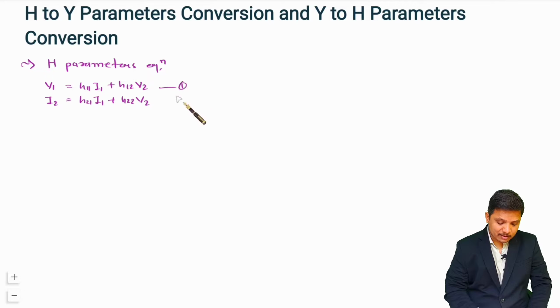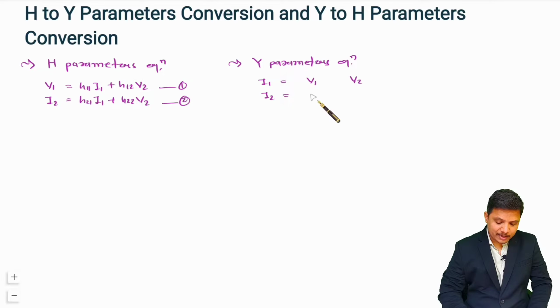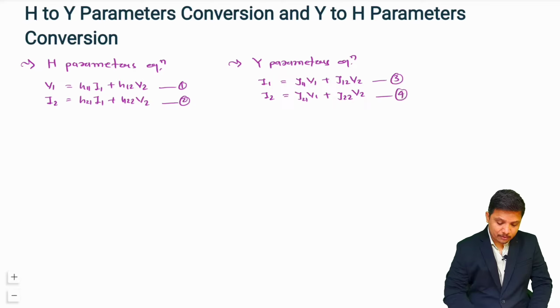See, this is equation 1 and this is equation 2. Now let me write Y parameter equations. When you want to write Y parameter equations, you should know that current is equal to Y into voltage. So I1 and I2 are based on V1 and V2, right? That is how the equations are. So you see how I am writing it. I1 is equal to Y11 V1 plus Y12 V2 and I2 is equal to Y21 V1 plus Y22 V2. Let us say this is equation 3 and this is equation 4.